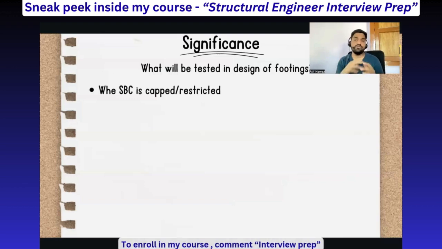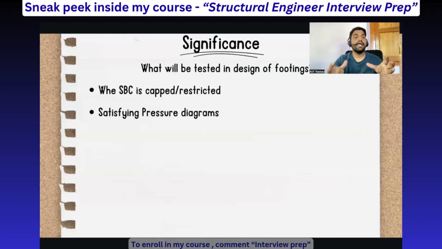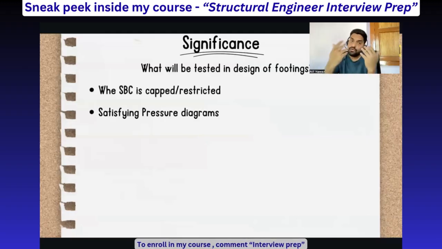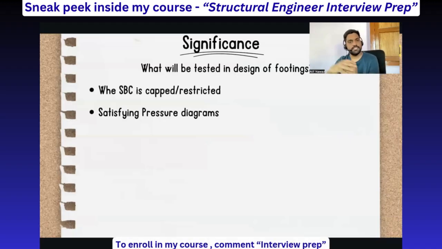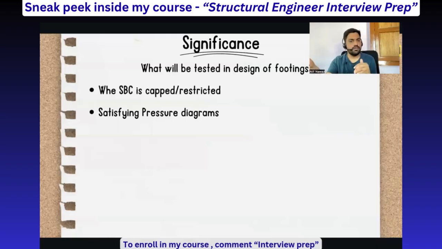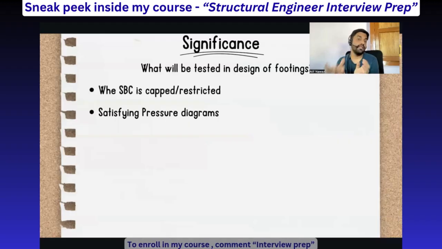So footing design means not just solving any random problem. You need to understand what you can do when SBC is limited, capped or restricted. You also need to understand satisfying base pressures. P max is P by A plus M by Z, and minimum pressure is P by A minus M by Z. The maximum pressure should not be greater than SBC. Say your SBC is 200 kilonewton per square meter. The maximum pressure should not cross the SBC, and the minimum pressure should not be negative. It should not be less than zero.